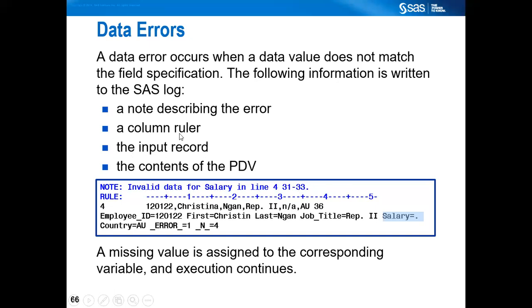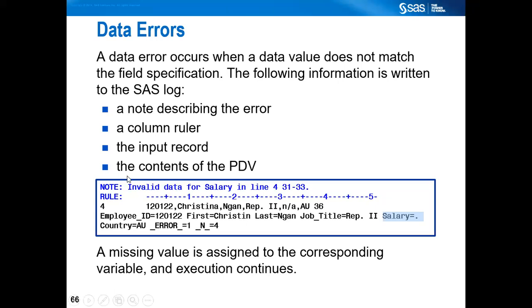Then it shows the column ruler. It shows the input record. So this is the content of the input buffer, and this is the content of the PDB. All good? So the missing value is assigned to the corresponding variable and execution continues. It does not stop, but still keeps processing.